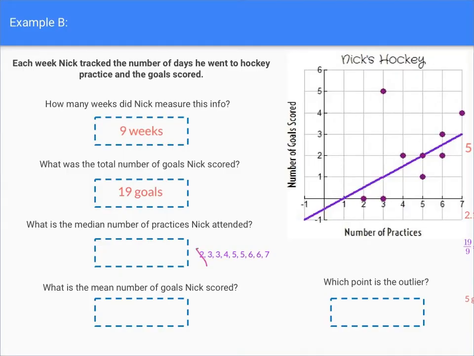So we're going to cross off a 2, a 7, a 6, a 3, a 6, a 3, a 5, a 4, and we land with the 5 right in the middle. So that is our median. He's attended a median of 5 practices.